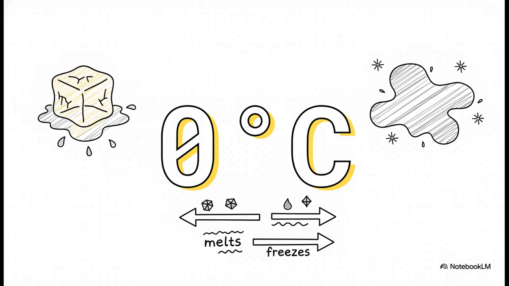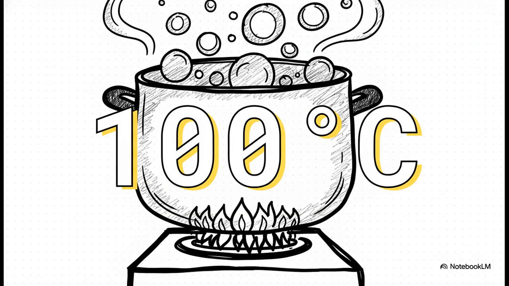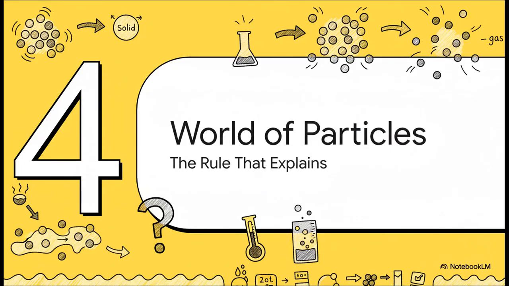Now for water, there's a kind of magic number for this freezing and melting stuff. It all happens right at 0 degrees Celsius. That's the exact point where ice melts into water and water freezes into ice. And there's another magic number for when it turns into a gas. If you heat water all the way up to 100 degrees Celsius, it starts to boil. All those bubbles you see in a pot of boiling water, that's the liquid water turning into steam, a gas. Okay, so we know what happens. We add heat, things melt and boil. We take heat away, they condense and freeze.